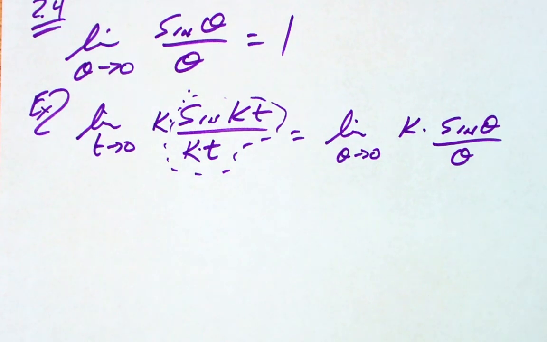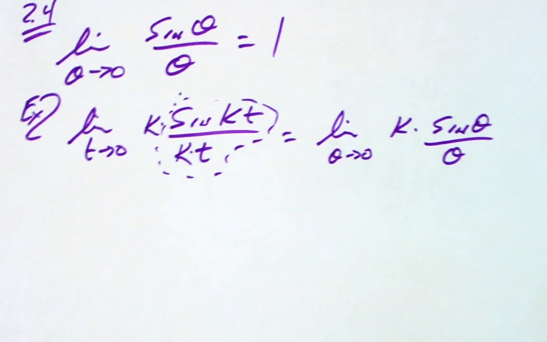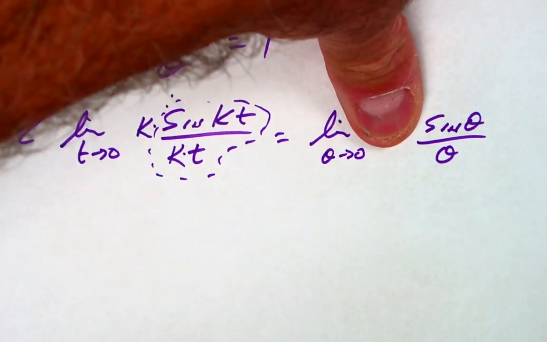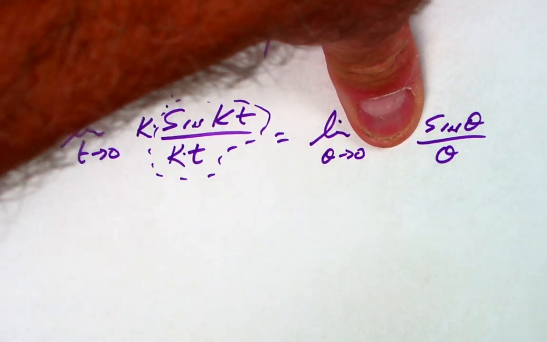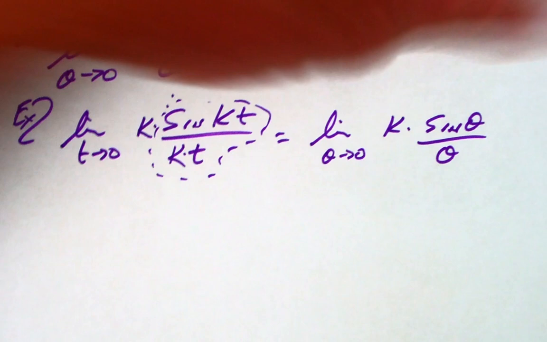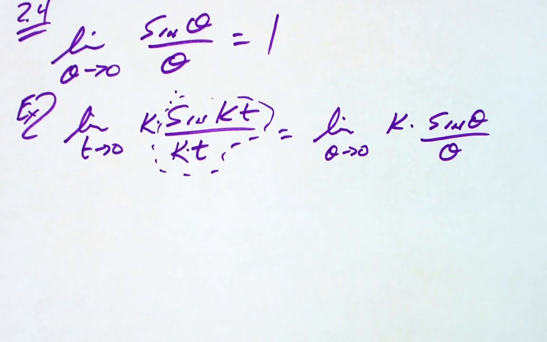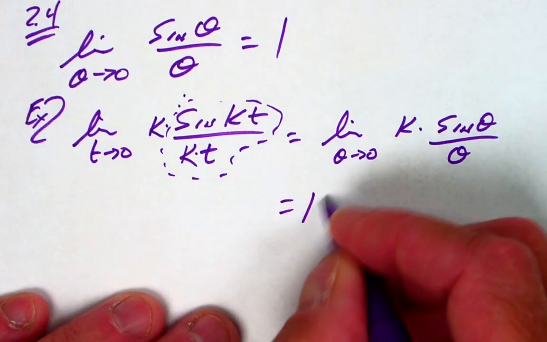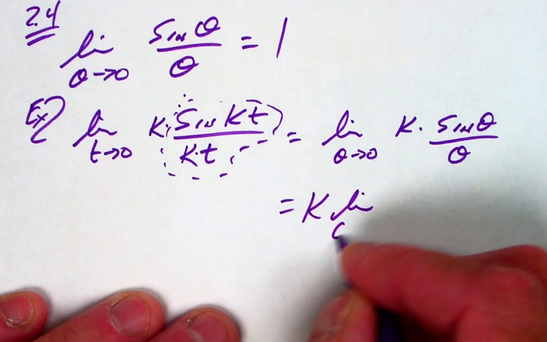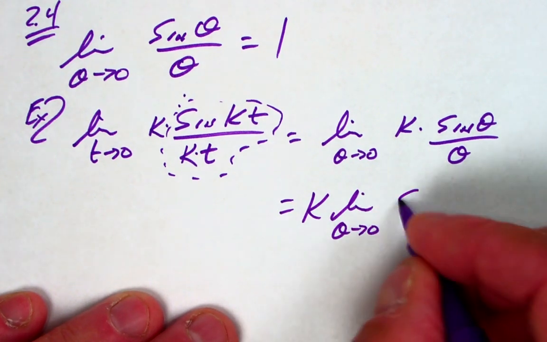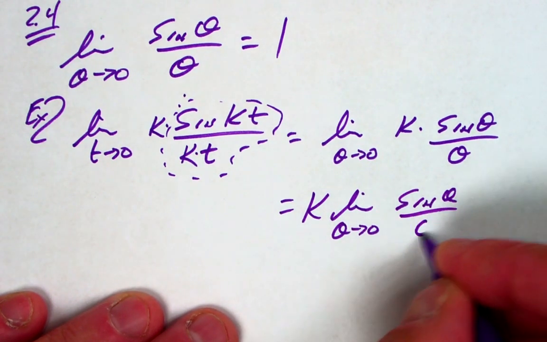This k right here, what could I do with that? Well, I could actually take it out. It's just a constant. It's like 3. If I find the limit of this by plugging something in or using a theorem, then I'm just going to multiply it by 3 when I'm done, or k when I'm done. So this is the same thing as k times the limit as theta approaches 0 of sine theta over theta.